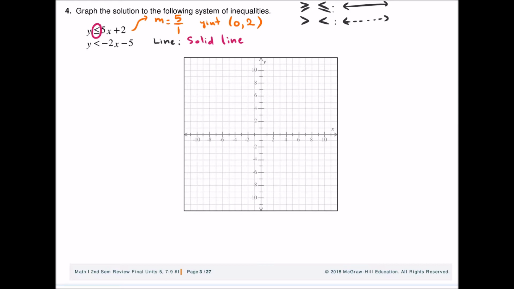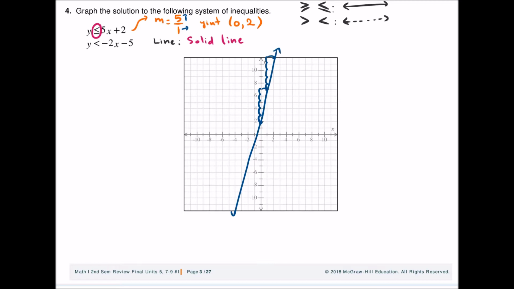Alright, I will keep going on. I will go ahead and graph the first equation. So we start at 0, 2. With a slope of 5 over 1, we go up 5 and run over 1. 1, 2, 3, 4, 5 over 1. Since it's a solid line, I will make a solid line go through all the points.